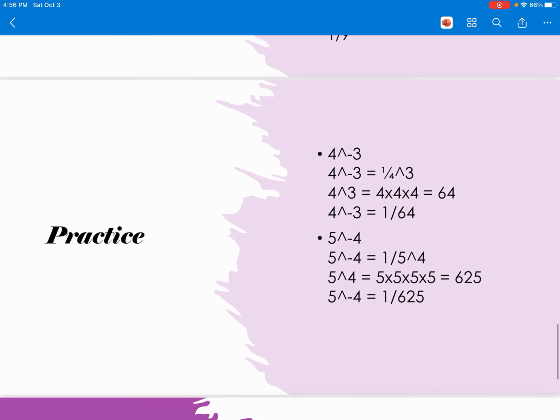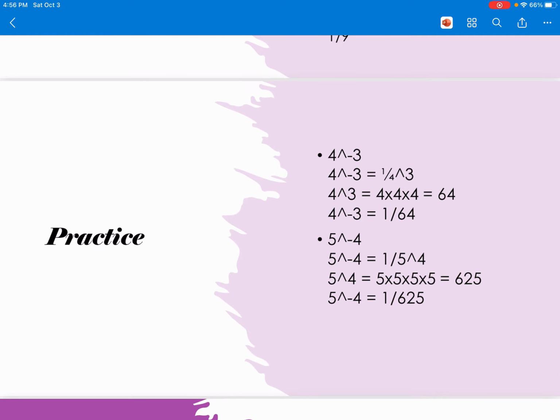Some practice. 4 to the negative third. So 4 to the negative third equals 1 over 4 to the third. So then we solve 4 to the third equals 4 times 4 times 4, which equals 64. And then don't forget the 1. So 4 to the negative third equals 1 over 64.